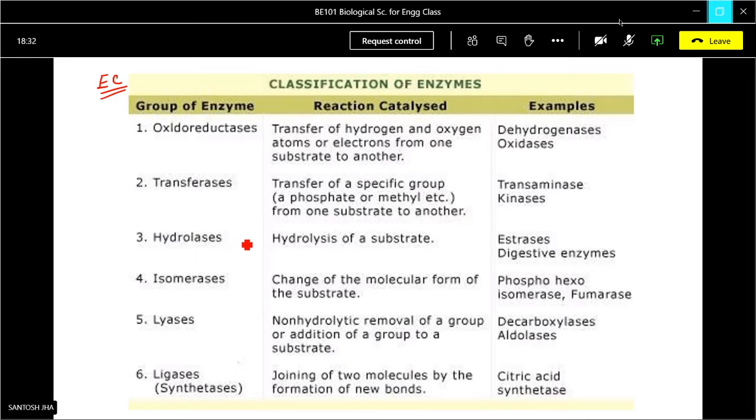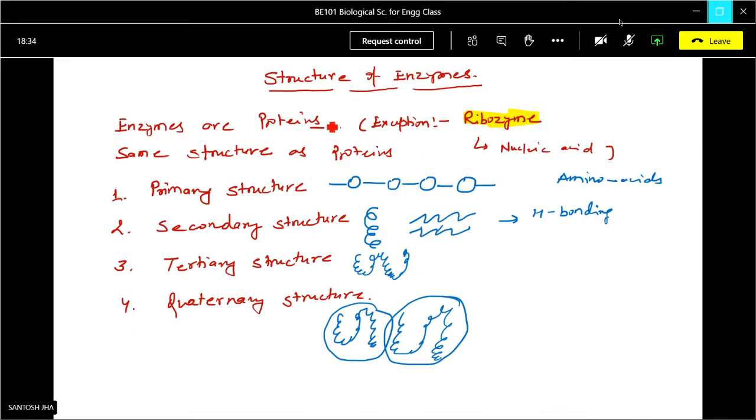Then we have discussed the structure of enzyme. So basically, enzymes are proteins. There is only one exception. There is one enzyme known as ribozyme, which is nucleic acid in nature. Besides this ribozyme, all other enzymes are proteinous in nature.